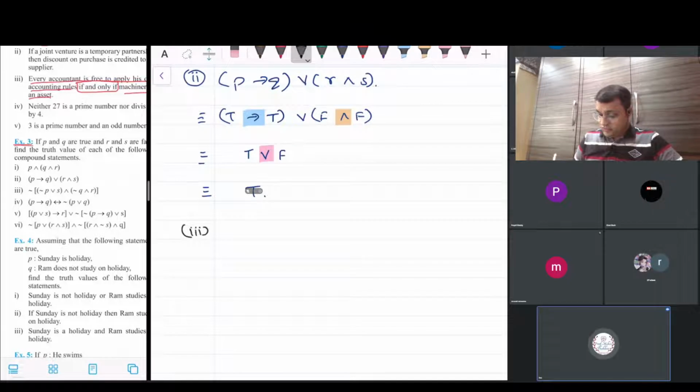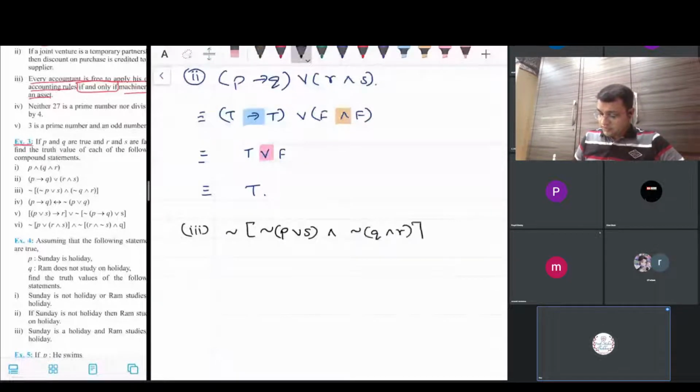So the truth value for the third statement, negation bracket and negation of Q and R, the final answer I am writing, it is true. Everybody has already got it. That's nice.